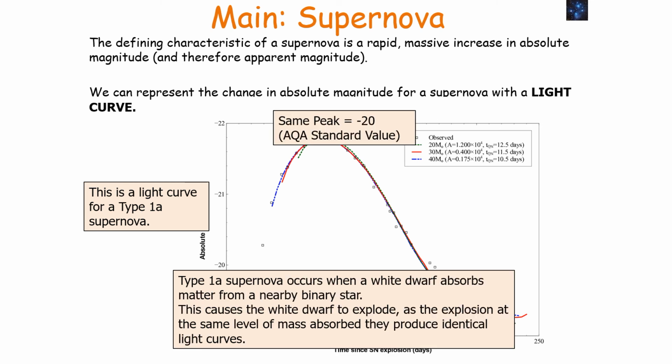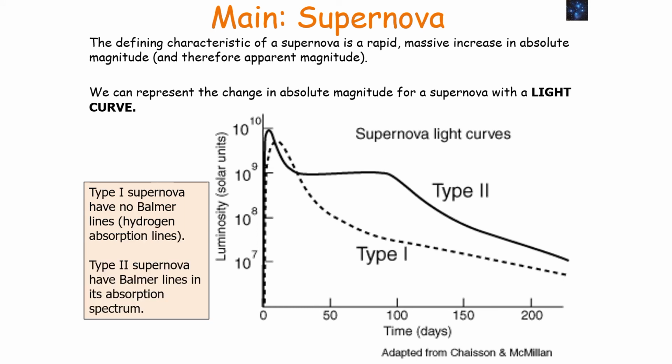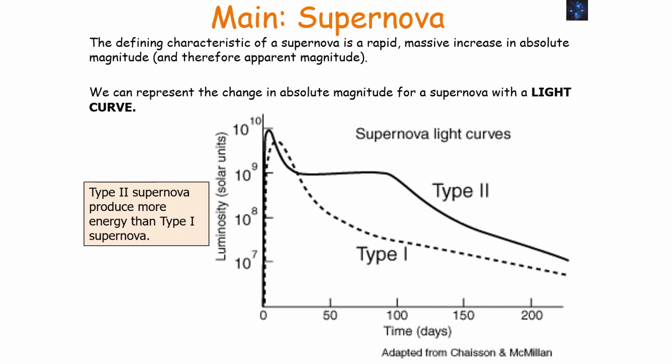So type 1a supernovae occur when a white dwarf absorbs matter from a nearby binary star, which causes the white dwarf to explode, and as the explosion is produced with the same level of mass, they produce identical light curves. Now there are many types of different supernovae which can produce different light curves. Now type 1a supernovae have no Balmer lines, but type 2 supernovae do have Balmer lines in their absorption spectrum.